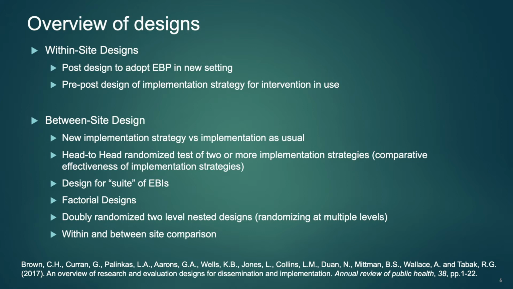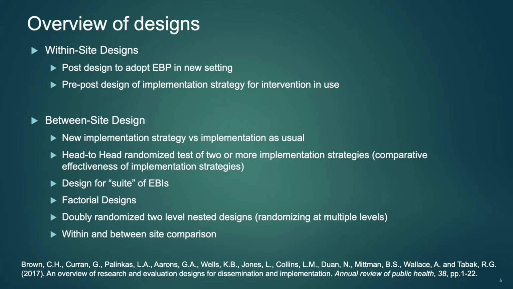Between site designs are numerous, but it could be you're implementing a new implementation strategy versus implementation as usual in different sites. You could be doing a head-to-head randomized test of 2 or more implementation strategies. This is essentially comparative effectiveness of implementation strategies. You can be testing a suite of evidence-based interventions. In all of this, you can use factorial designs. You can also consider whether you need to randomize at one level in a nested design.